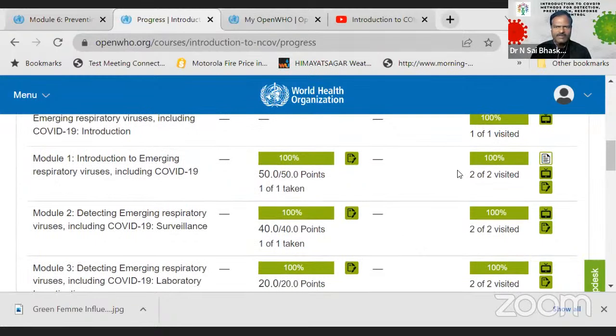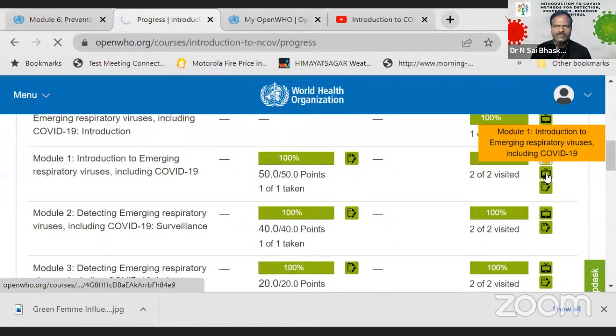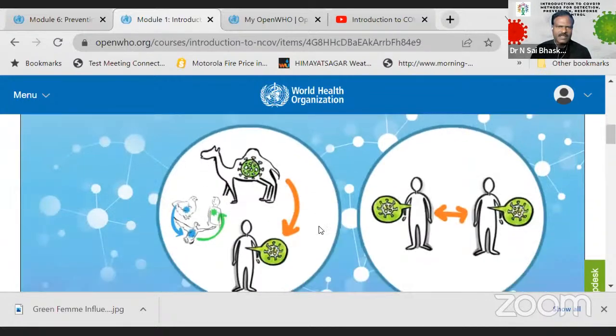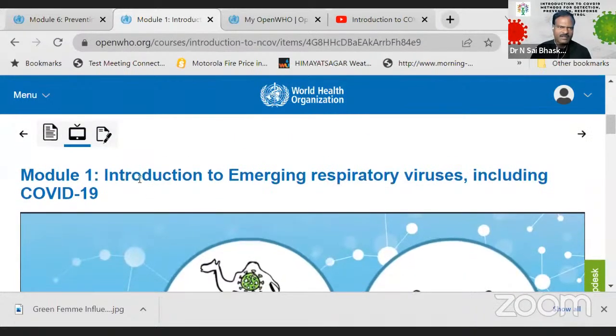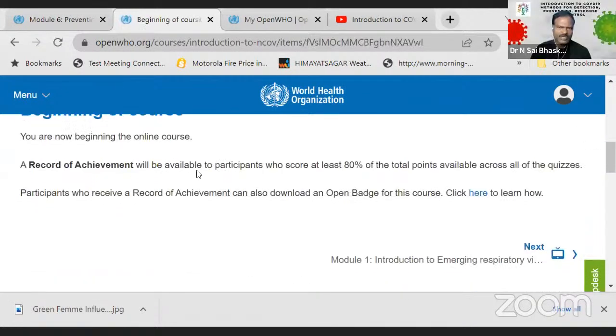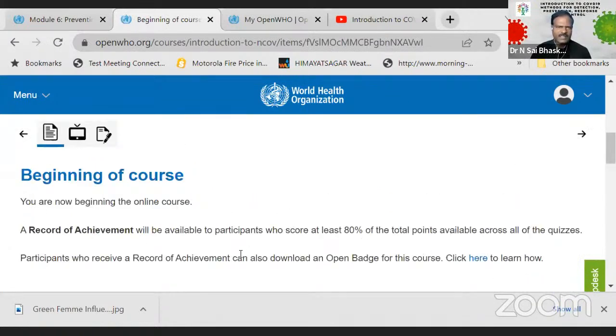Then here, module 1, when we go, I'll show you how the dashboard appears. So you can see there is a video here because I clicked on this symbol. And if you click on this symbol, then some information about this course is there. It is said that you should score at least 80% of the points in the quizzes. And the record of achievement can also be downloaded as an open badge for this course, which you could publish.